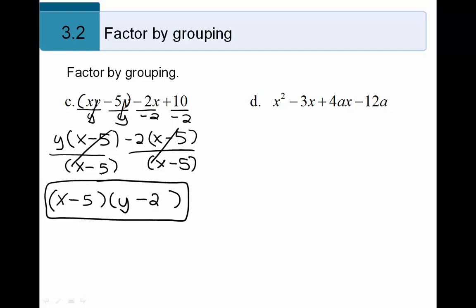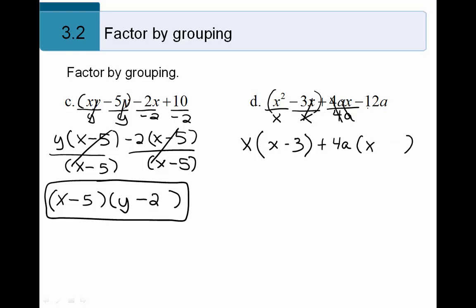All right, D. Looks like we can factor an x out of there. Divide by x, we get x minus 3. You want your x to be positive, so it looks like we're okay here. What can we factor out of there? It looks like we can take a positive 4a out of there. So if I divide this by 4a, I'll get x. And if I divide this by 4a, I'll get negative 3. That works out nicely. So I have x times x minus 3 and 4a times x minus 3.